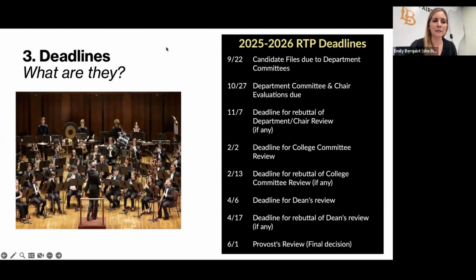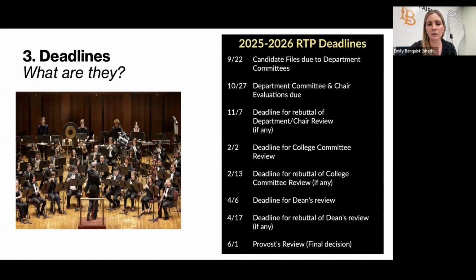So our deadlines. What are our deadlines for RTP? As you know, on the 22nd, your files are due to the department committee. And then about a week after that, your department committee and chair evaluations are due. You have different deadlines for rebuttals of reviews, and we'll talk more about that later.